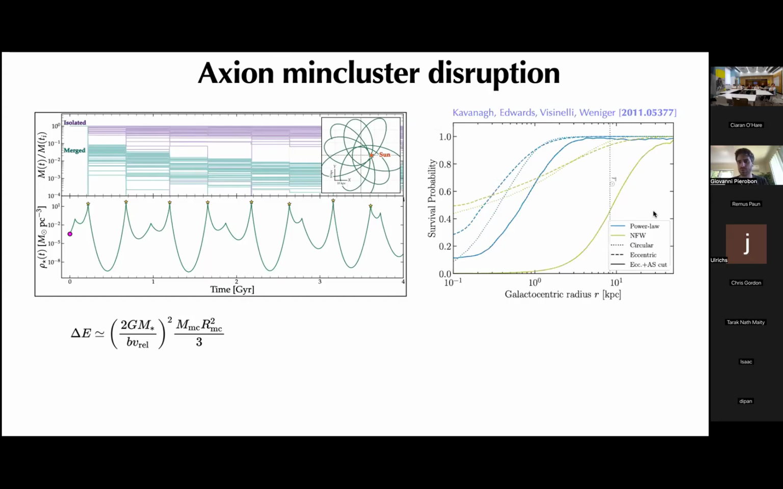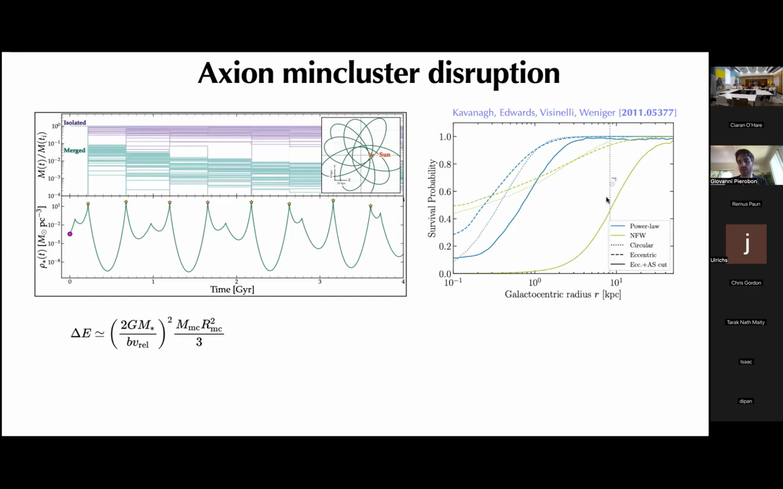So this type of simulation was first done a few years ago by the group of Kavanagh, and what they looked at is the survival probability of this object. So how many of them survive, versus how many of them lose all their mass because of this tidal stripping. And they find that if you have an NFW profile or a power law profile, the picture changes quite a lot.